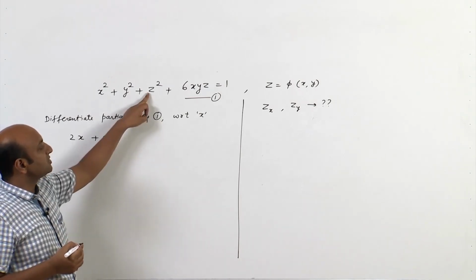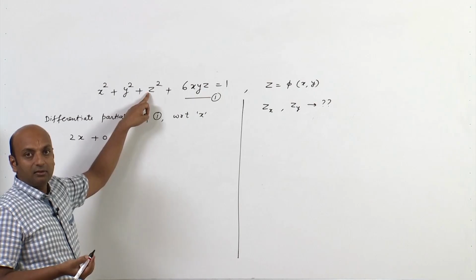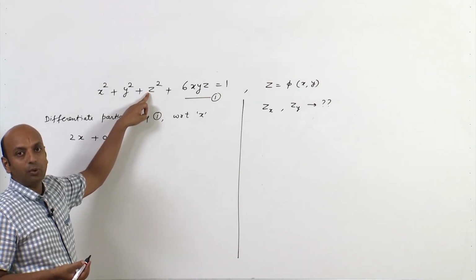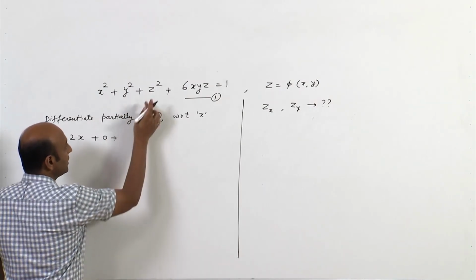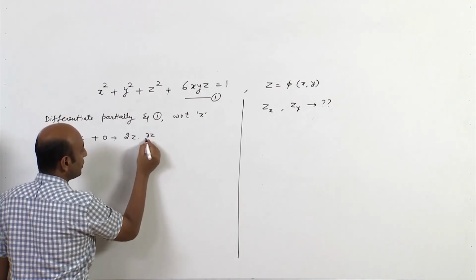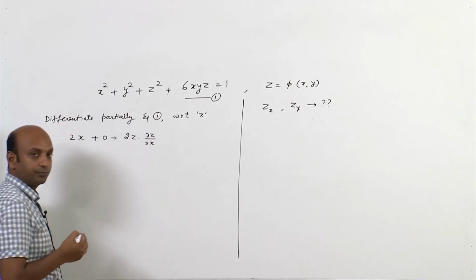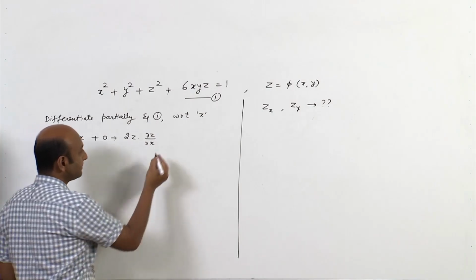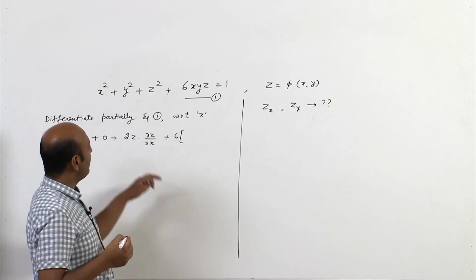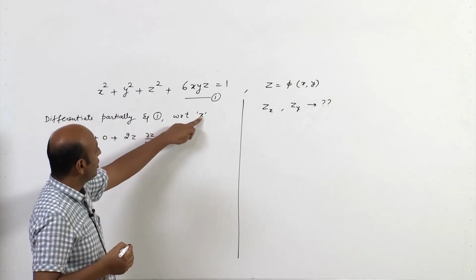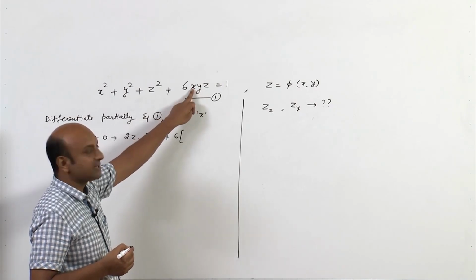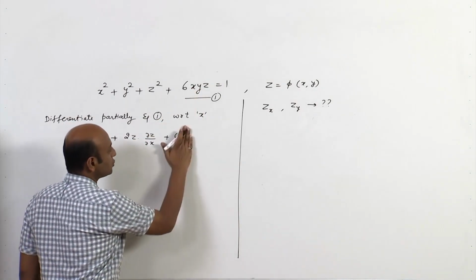Now, z is a function which depends on x and y. So, the partial derivative of z with respect to x will not be 0. It is t square, meaning 2t, that is 2z into del z upon del x, plus 6 times. Now, when we differentiate partially with respect to x, we will take y as constant, because y is independent of x. So, we can take y also common.